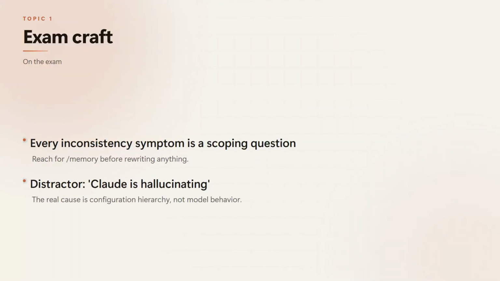On the exam, every symptom of inconsistent behavior across sessions or machines is a scoping question. The distractor that catches people is assuming Claude is hallucinating or broken. The real cause is always a configuration hierarchy failure. The exam will test whether you reach for /memory first, before you try to rewrite the instructions. This part is testcraft. Know that the answer is never Claude is unreliable, it's check the memory scope.